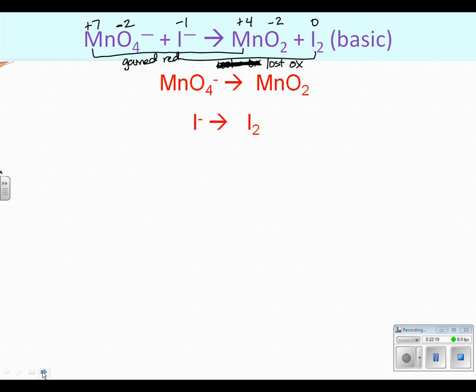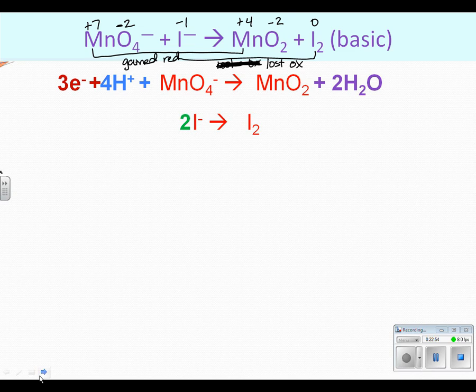Balance out my non-hydrogen, non-oxygens. So I need to balance out my iodines. Then I need to balance out my oxygens by adding water. So I'll add 2 waters to the top. Then I need to balance out my hydrogens. So I'll add 4 hydrogens. Then I need to balance out my charge. So I have plus 4 and minus 4, so that's 0. So the top one's good.